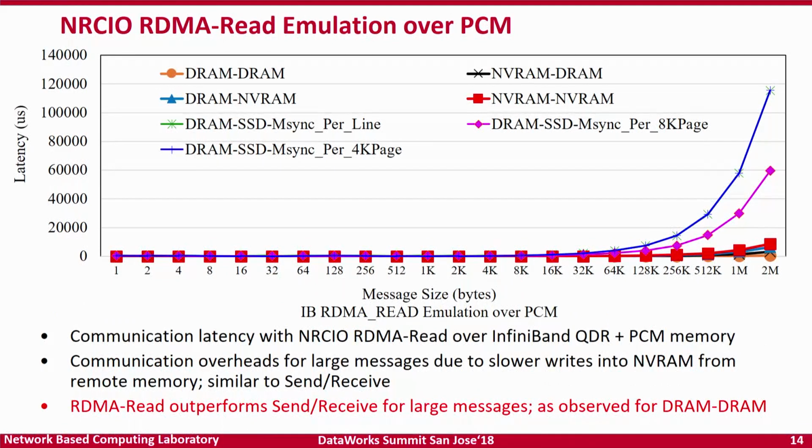Similarly, for the RDMA read-based emulation, we find similar results for different communication modes. Communication overheads for large messages are especially bad because of slower writes to NVRAM. And in terms of the communication primitives, we find that RDMA read outperforms send-receive for large messages, which is the same as is observed in the standard DRAM to DRAM-based communication model.